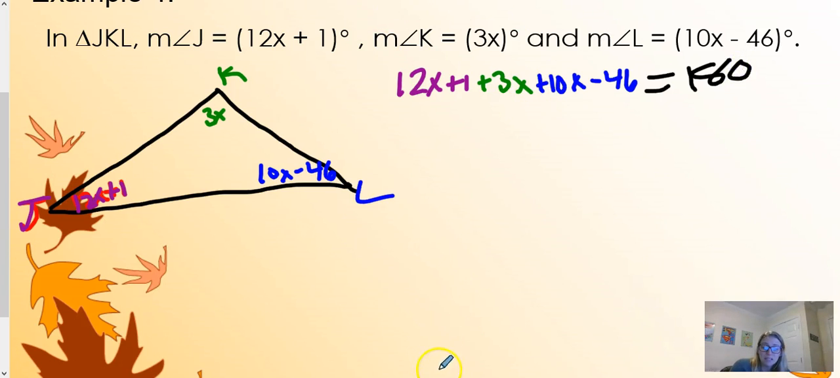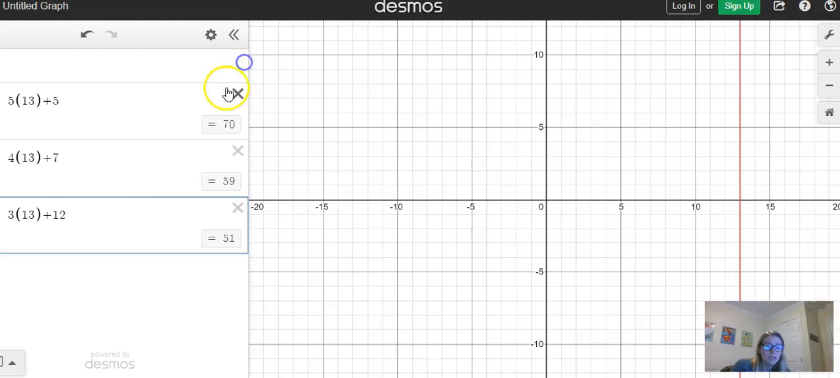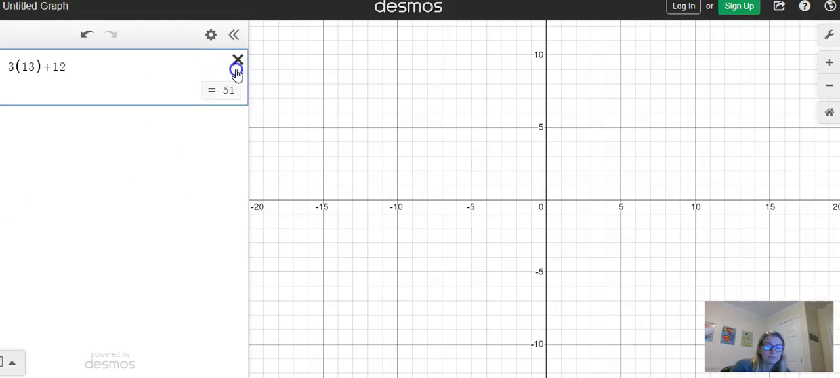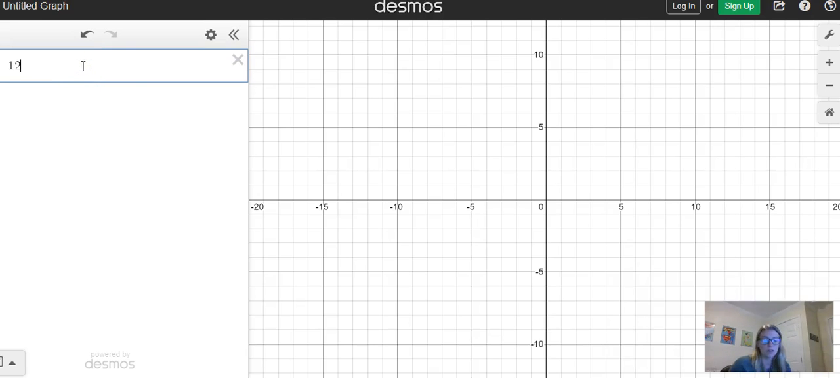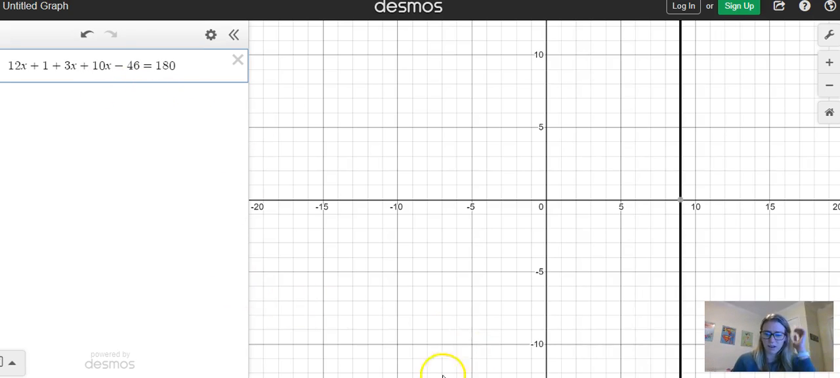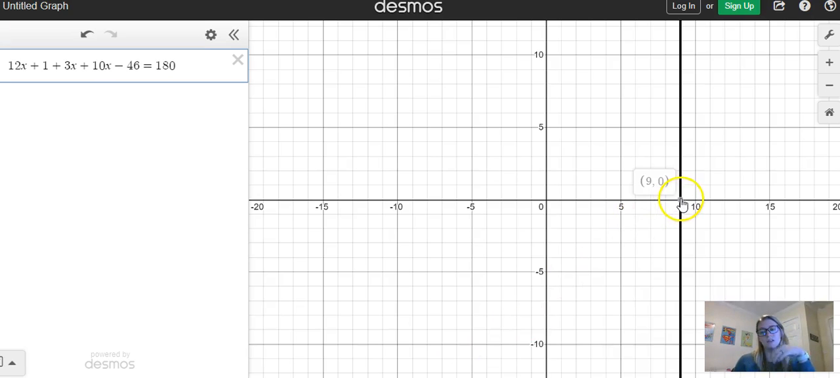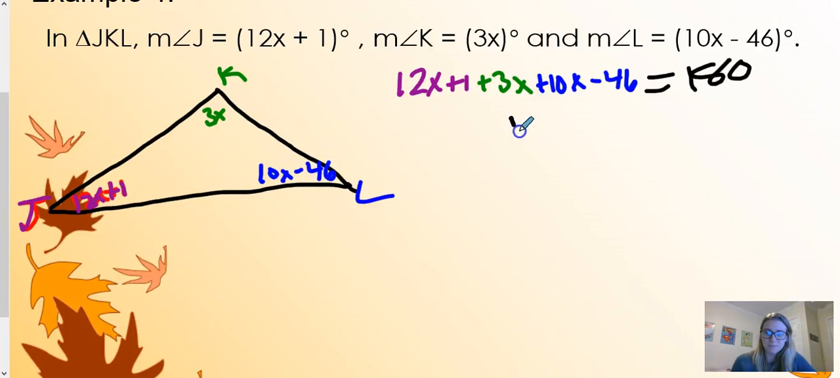Again, I'm going to go to my Desmos calculator and type in my equation. So we got 12x plus 1 plus 3x plus 10x minus 46 equals 180. Now I'm going to double check that I remembered that correctly. All right, and I get a value of 9 for my x.